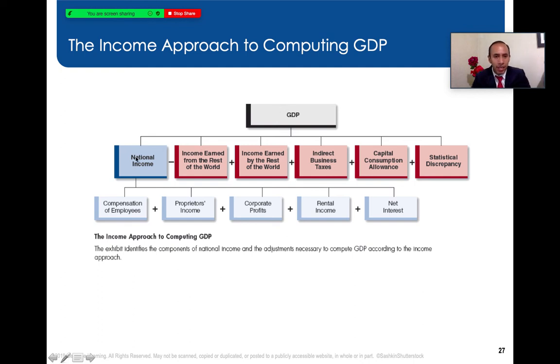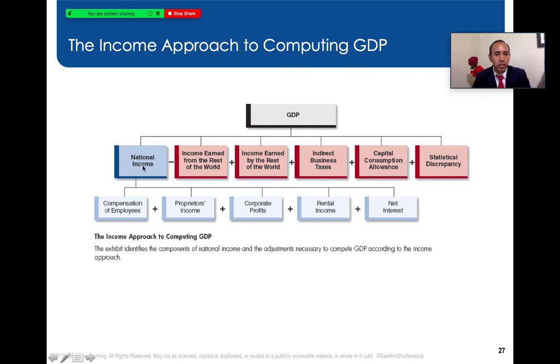So this is what I mean, that the national income has a lot of different things. The national income by itself is the compensation to the employees, the workers, plus proprietor's income. National income, all of this blue in the national income, includes all of these five factors: compensation of employees plus proprietor's income plus corporate profits plus rental income plus net interest earned. That's all here, minus income earned from the rest of the world plus income earned by the rest of the world plus indirect business taxes plus capital consumption allowances and any statistical discrepancy.